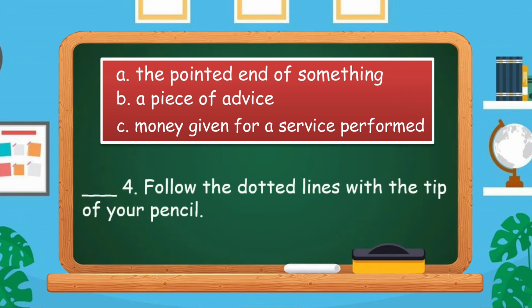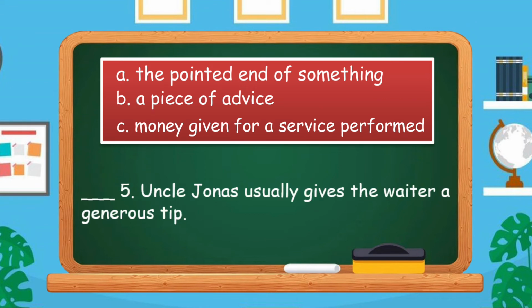Number 4. Follow the dotted lines with the tip of your pencil. The correct answer is letter A. The pointed end of something. Number 5. Uncle Jonas usually gives the waiter a generous tip. The correct answer is letter C. Money given for a service performed.